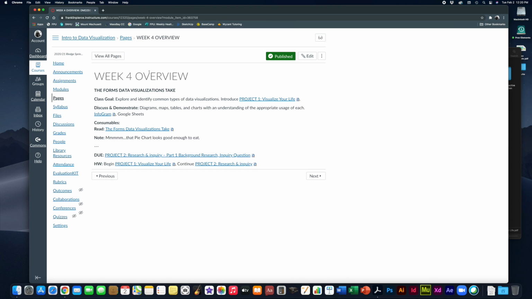Now, the major digital tool that we are going to use to create our data visualizations in this class is a tool called Infogram. And so we're going to take a look at our All About Infogram handout, which you can find right here in the overview. You can download this, take a look at it. And then we're going to introduce our Project 1, which is our first data visualization project called Visualize Your Life. So we're going to take a look at that.